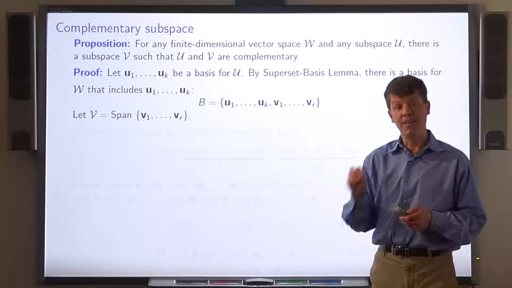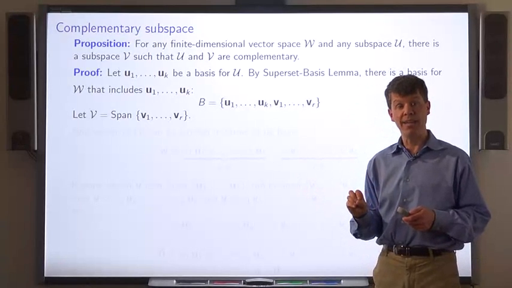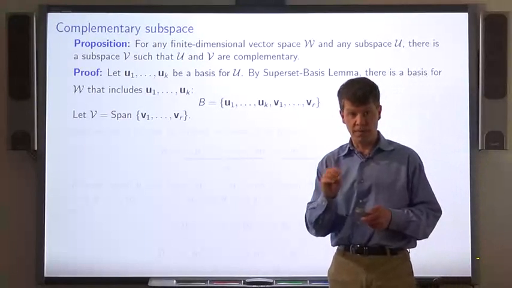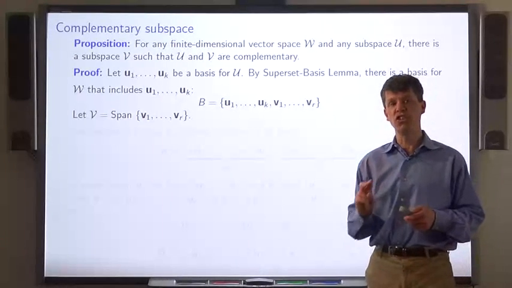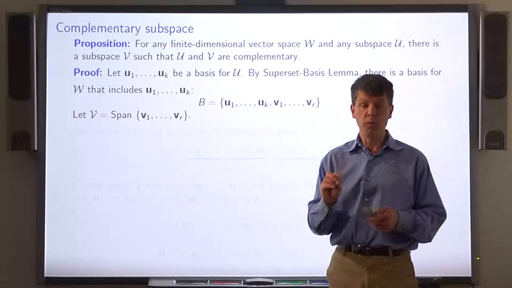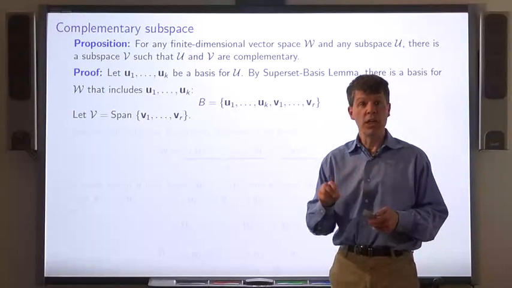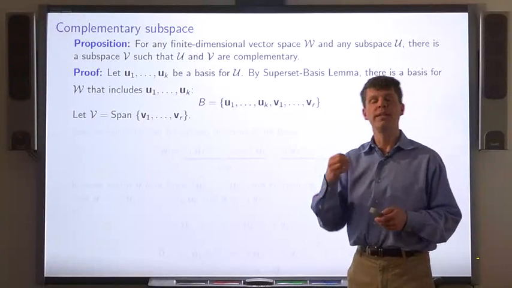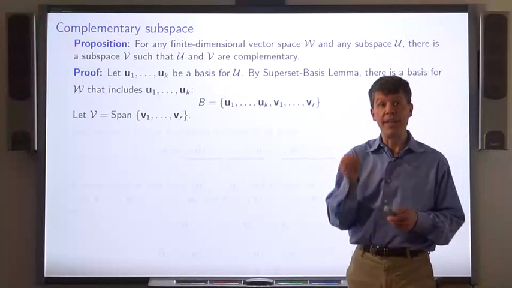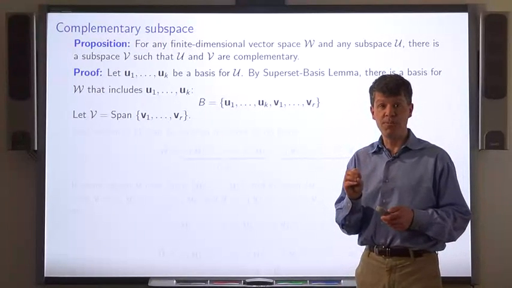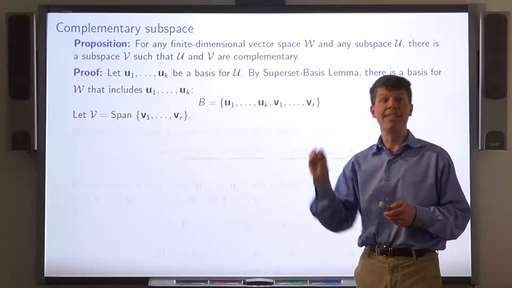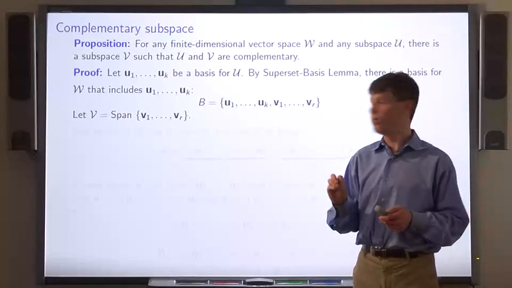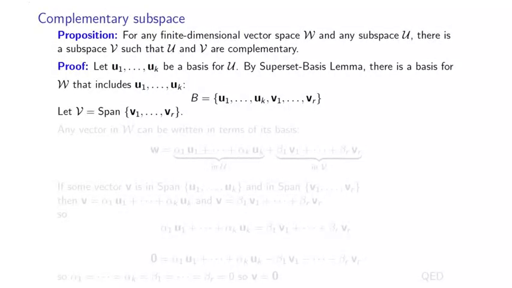We want to show that V is a complementary subspace. That is, that the direct sum of U and V is W. There are two things to show. One, we have to show that U and V share only the zero vector. And second, we have to show that the set of vectors obtained by taking a vector in U and adding it to a vector in V is exactly the vector space W. Let's do the second one first.